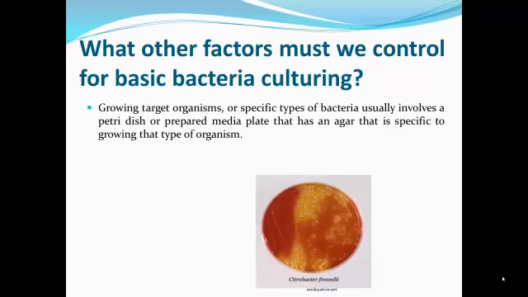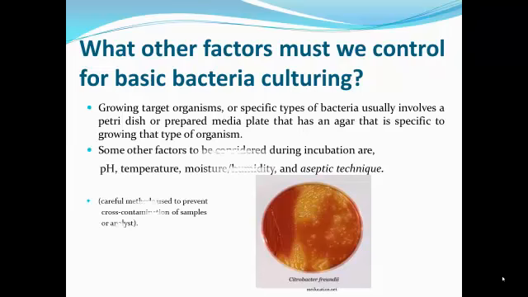What other factors should we control for basic bacteria culturing? Well, growing target organisms, or specific types of bacteria, usually involves a petri dish or prepared media plate that has an agar that is specific to growing that specific type of organism. Some other factors to be considered during the incubation are pH, temperature, moisture, humidity, and aseptic technique. Careful methods are used to prevent cross-contamination of samples or by the analyst.